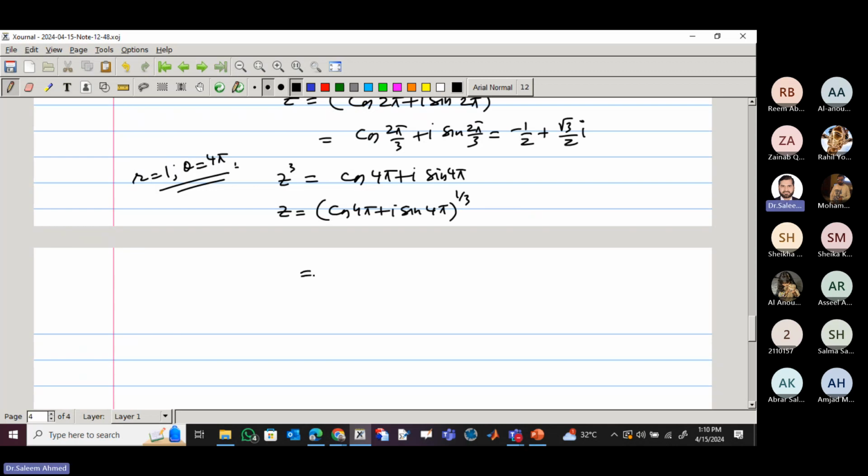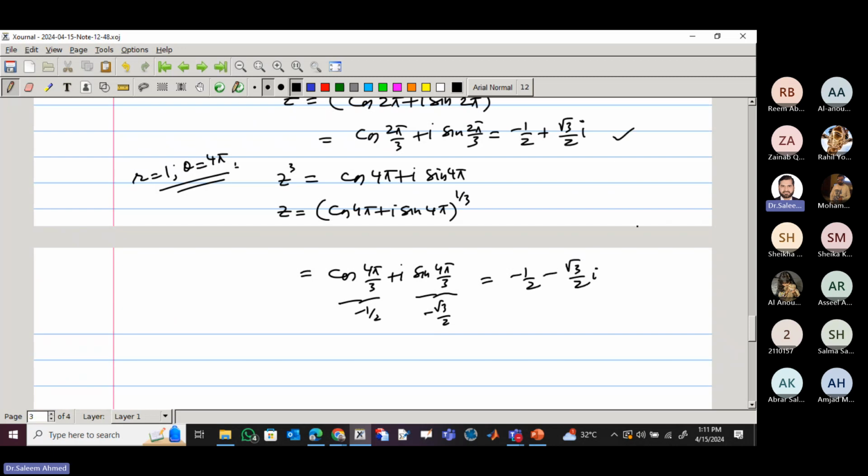So again, de Moivre's theorem says that 1 to the power 1 by 3 will multiply with theta inside. So now cos 4 pi by 3 is minus 1 by 2, and sine 4 pi by 3 is minus square root of 3 by 2. So I got minus half minus square root of 3 by 2 iota, right?